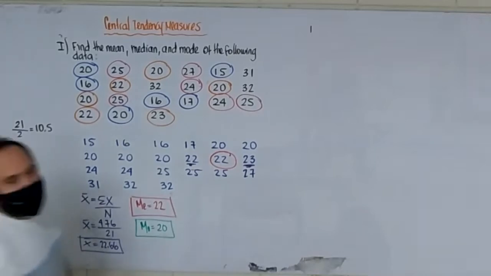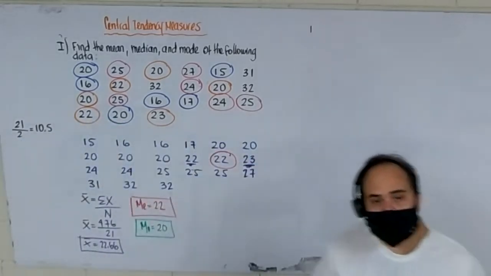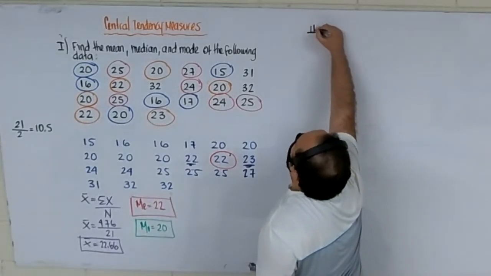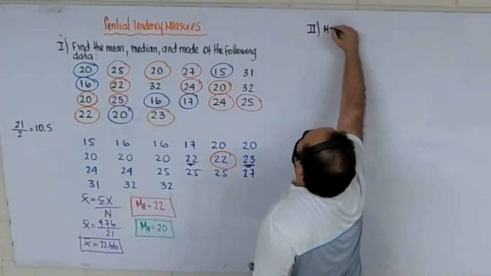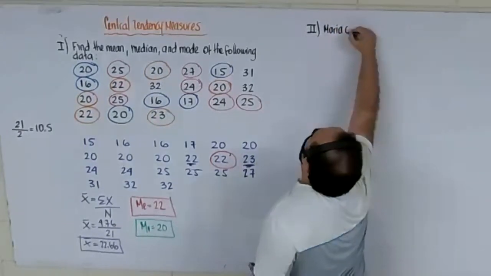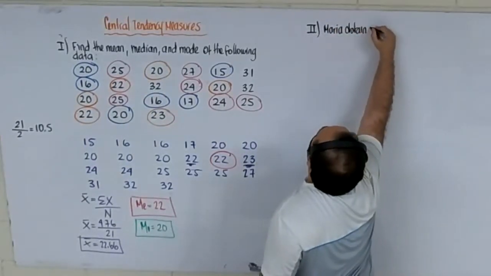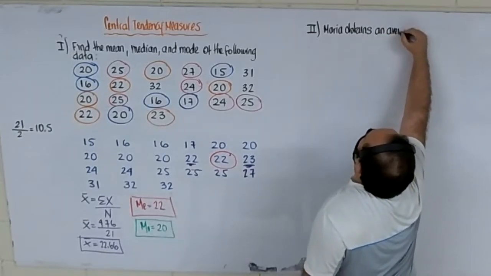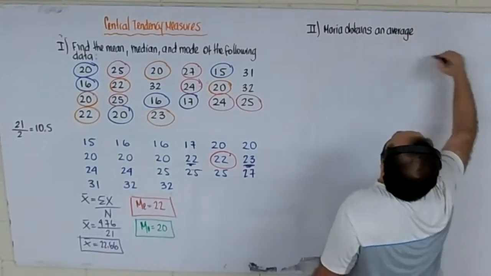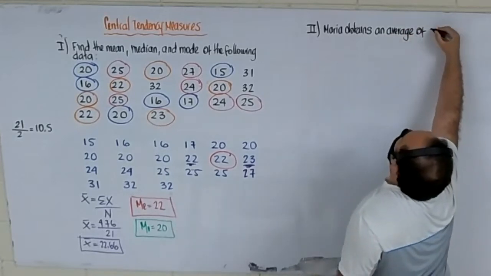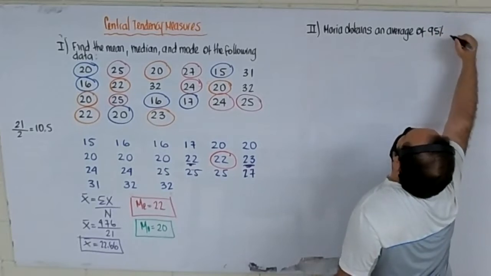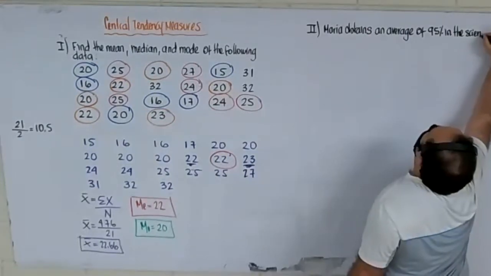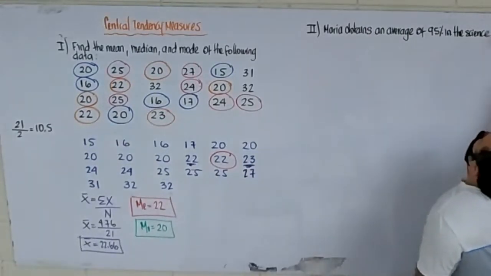All right. That was the first problem. In the second part, the problem says, Maria obtains an average of 95% in the science class.